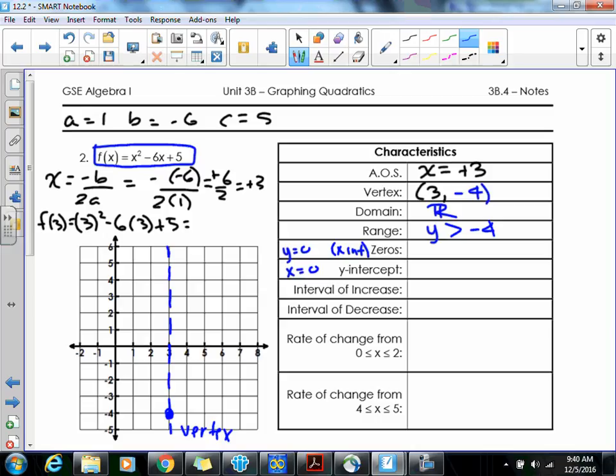Now, raise your hand if you know how to get to the table. Anybody remember? You press second graph, or F5, that gets you to the table.